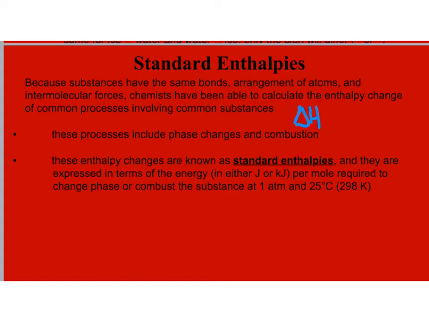We call these values standard enthalpies, and they're expressed in terms of energy in either joules or kilojoules per mole required to change the phase or combust the substance at 1 atmosphere and 25 degrees C. It's not STP. It's just kind of what we would call almost like room temperature right here. So we know these values, and they're important. You'll always be given these values if you need them to solve.